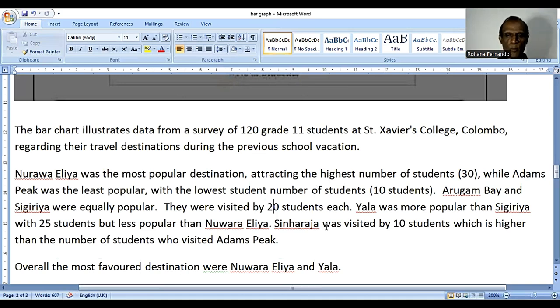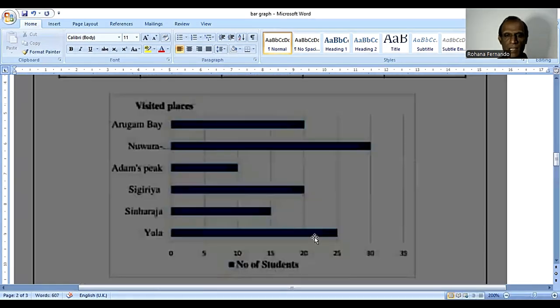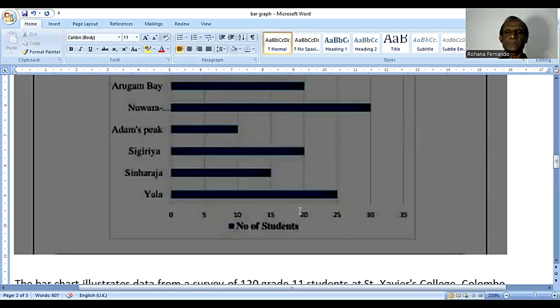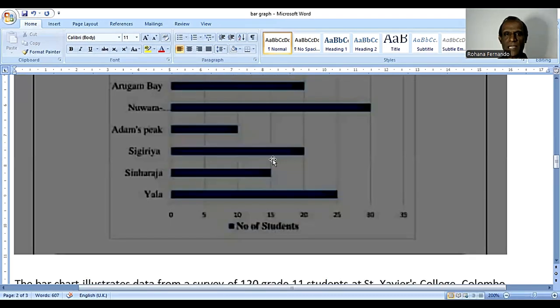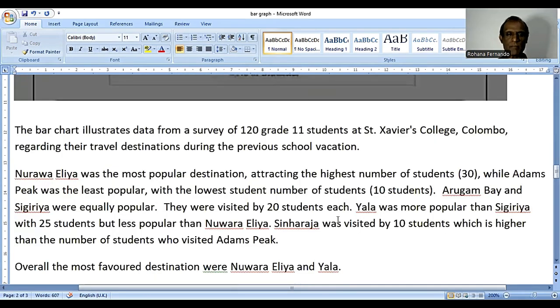Yala was more popular than Sigiriya, with 25 students. Yala is more popular than Sigiriya with 25 students. That means Yala was visited by 25 students.